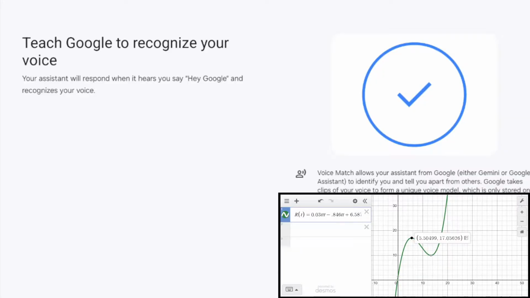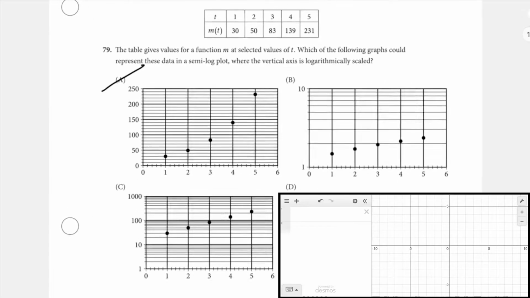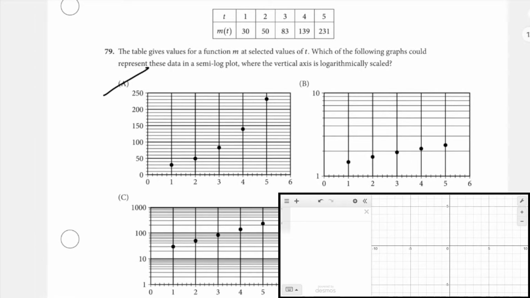I do not want Google to recognize my voice. Pardon me, that's an unexpected and unwelcome interlude. I don't really mind Google recognizing my voice.